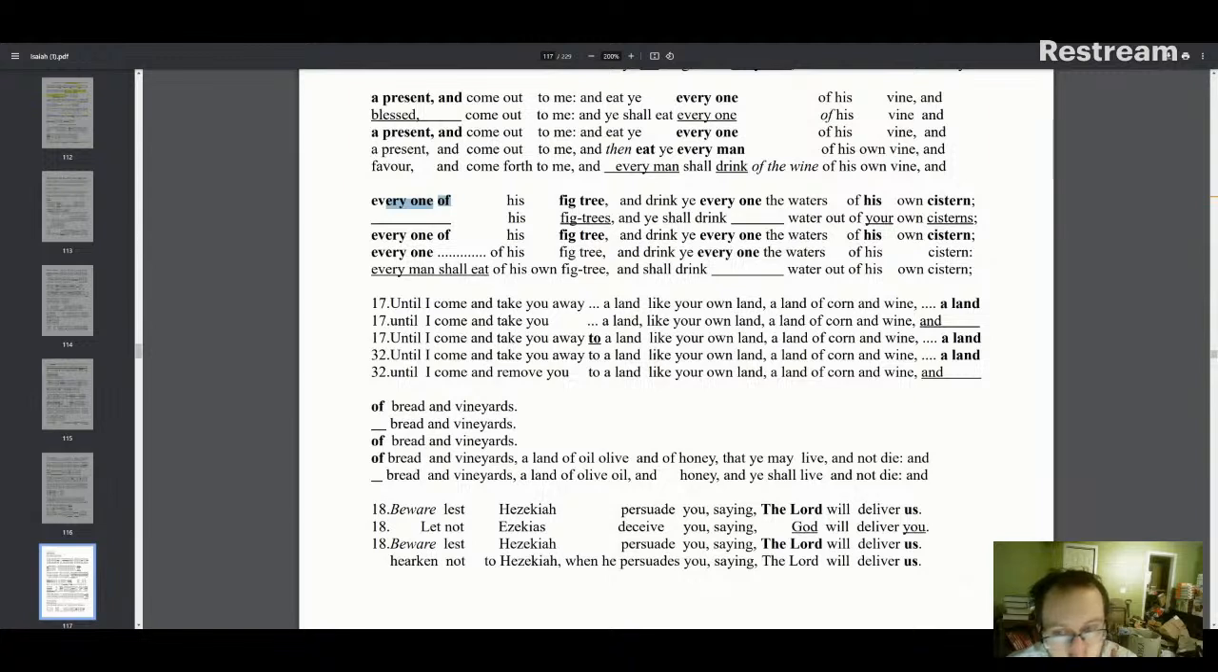Septuagint, sometimes they condense it. So everyone right here is being applied to both examples. The Hebrew uses the word twice, everyone and everyone. The Septuagint just uses it once and applies it to both. His versus your, only Septuagint of Isaiah says your.